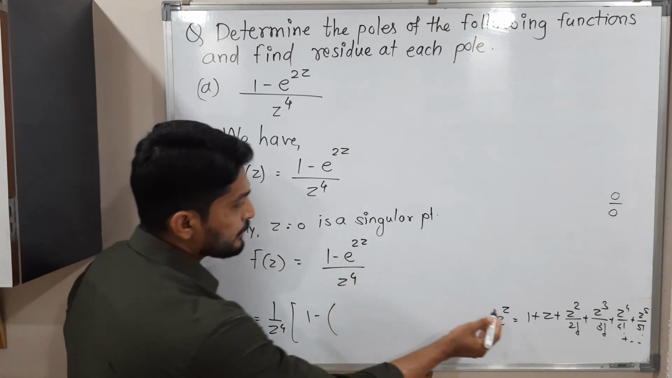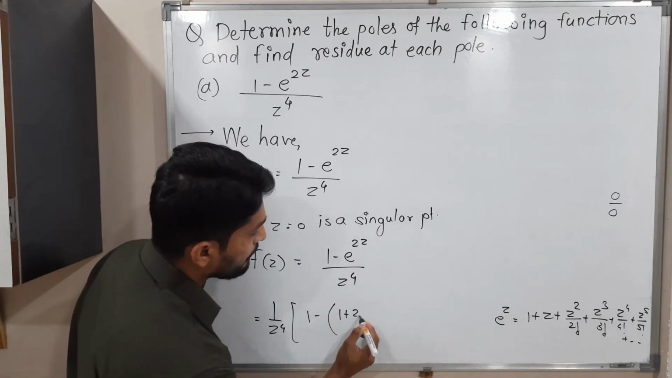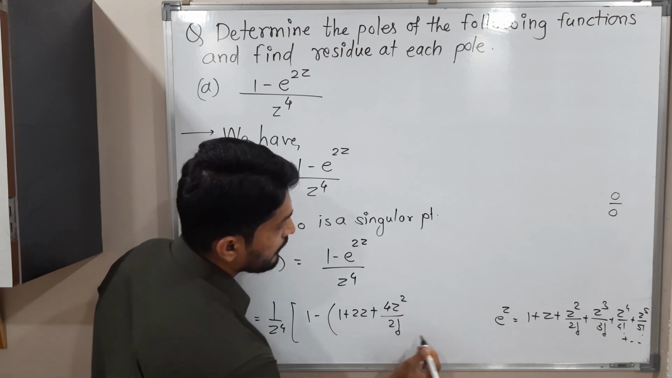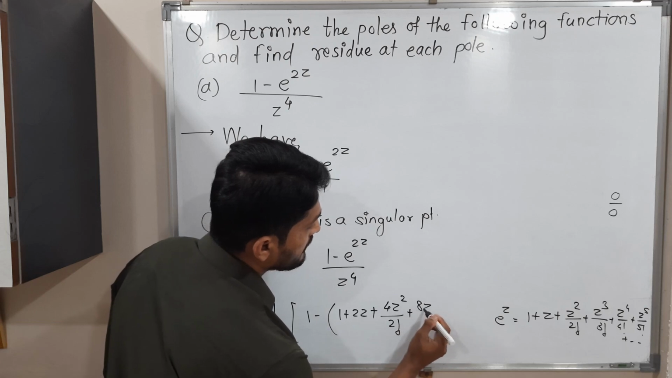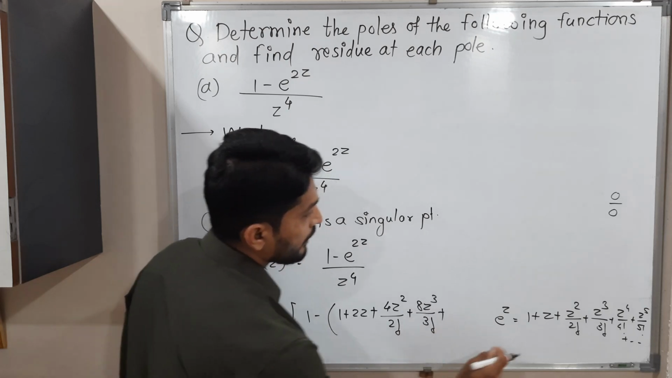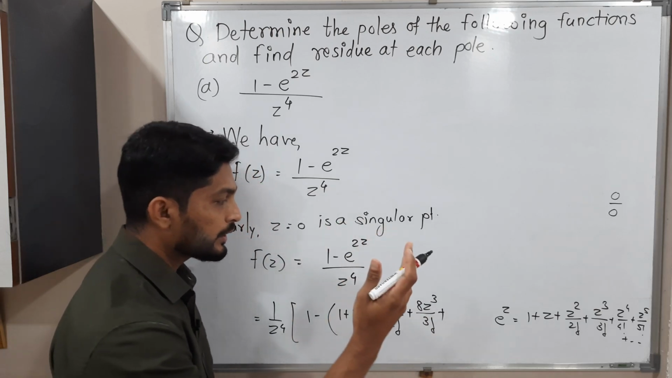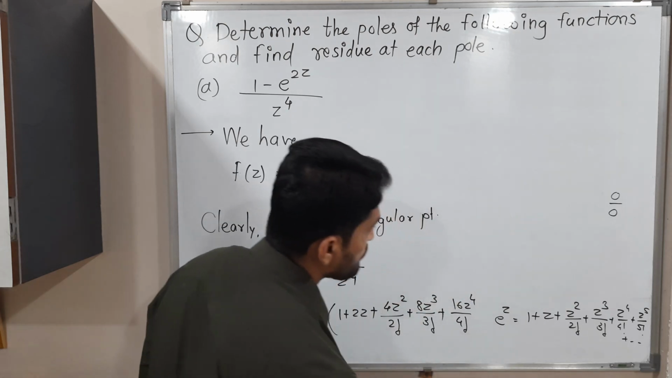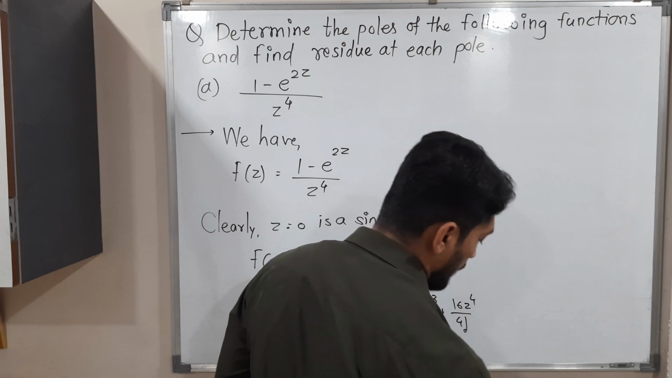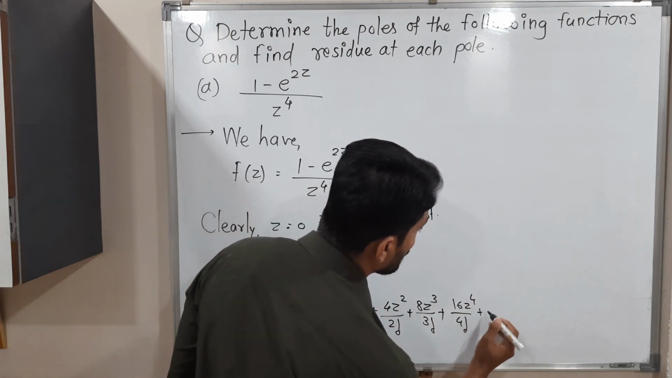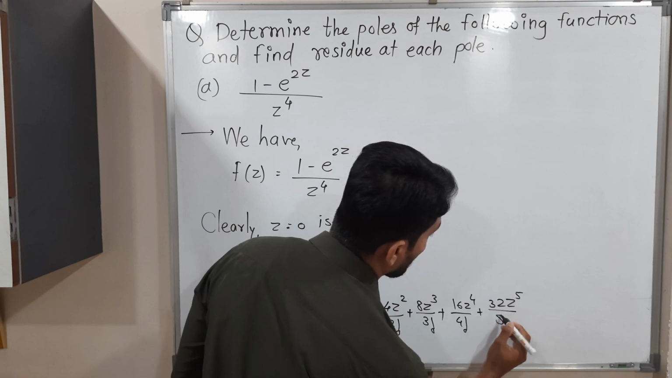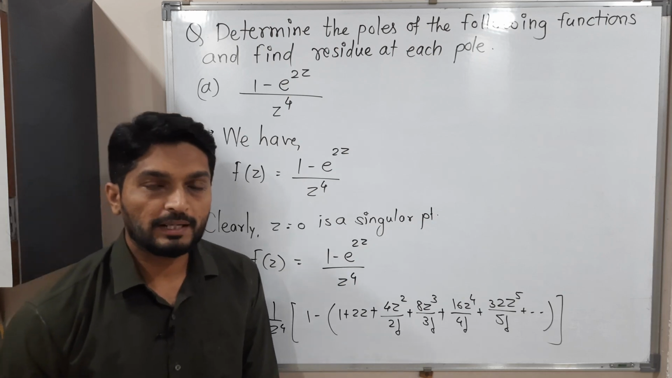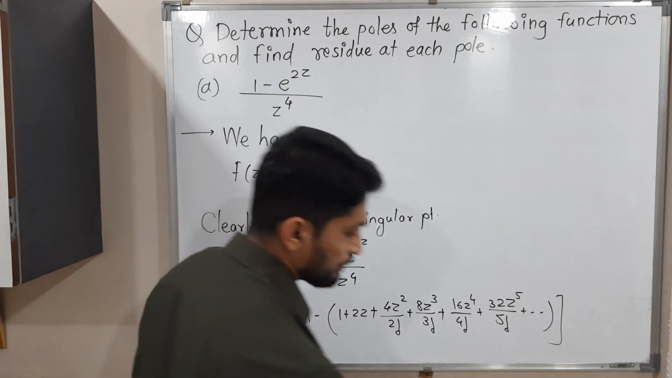1 minus, in place of z, we have to put 2z: 1 plus 2z plus 2z square, I am writing directly 4z square by 2 factorial, plus 2z cube, that means 8z cube by 3 factorial, plus 2z raised to 4, 2 raised to 4 is 16, z raised to 4 by 4 factorial. One more term I will write, z raised to 5, but now we have 2z raised to 5, 2 raised to 5 is 32, z raised to 5 upon 5 factorial, plus and so on. Now we need to solve the bracket. Outside the bracket we have a minus sign. If you remove the bracket, all signs will change.